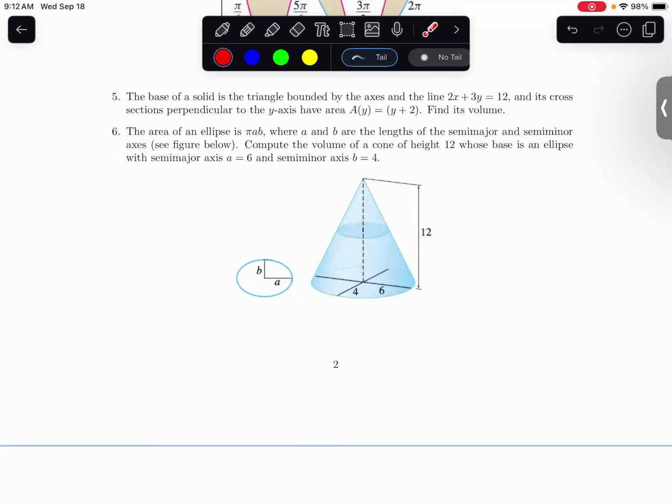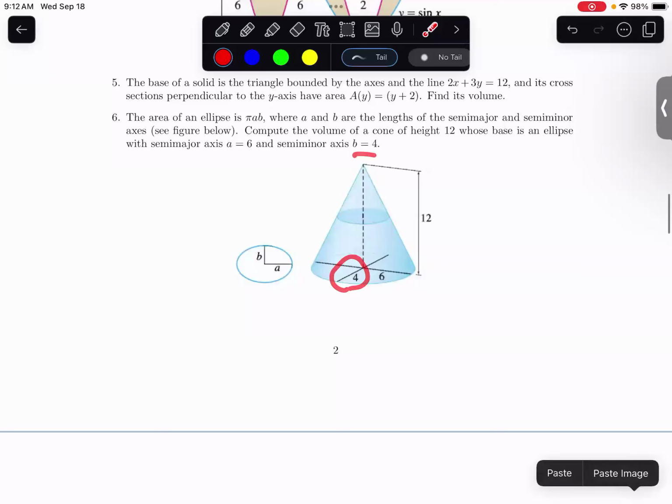You don't have to know what these are necessarily, they're pictured here below. If you have an ellipse, it's an oval, so you have 2 different radii. You have a horizontal radius, and then you have a vertical radius given by B. For this one, it wants you to compute the volume of a cone of height 12, whose base is an ellipse with semi-major axis A equal to 6 and semi-minor axis B equal to 4. The B equal to 4 corresponds to this part here, and the A equal to 6 corresponds to this part right here.